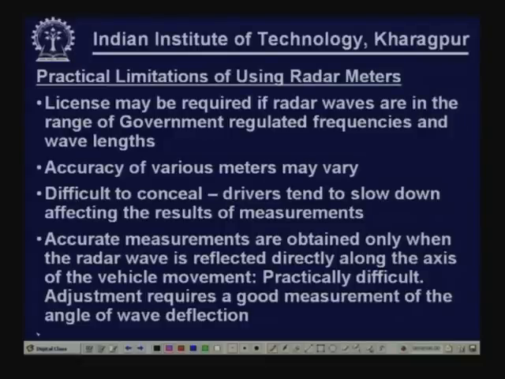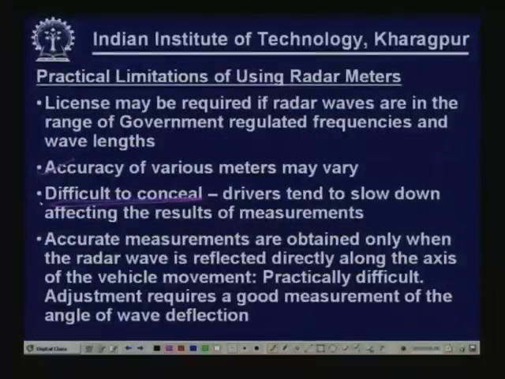So, you must check the accuracy of the radar meter you are using, to what extent it can give correct reading. Third, a very practical difficulty: it is difficult to conceal the wave. Mostly radar guns are used. It looks like a gun, it is not a real gun, but it looks like a gun. So, you target it at the vehicle and take the reading.